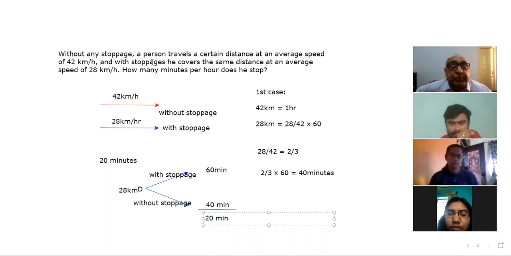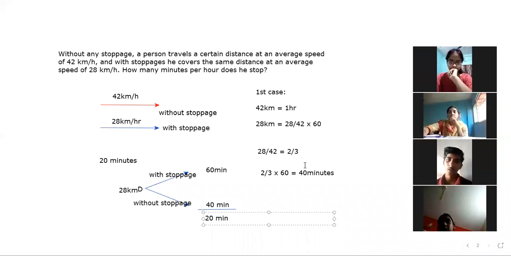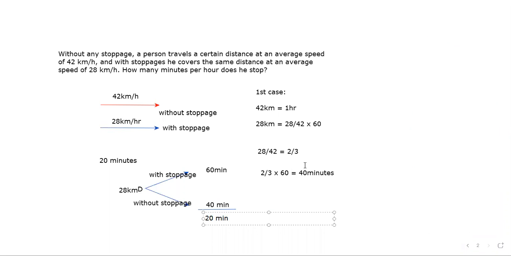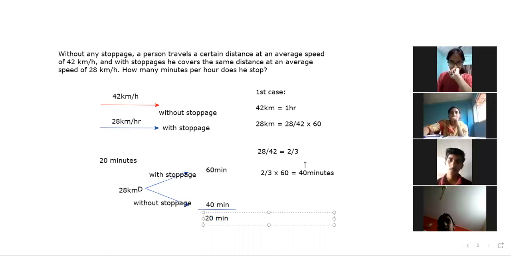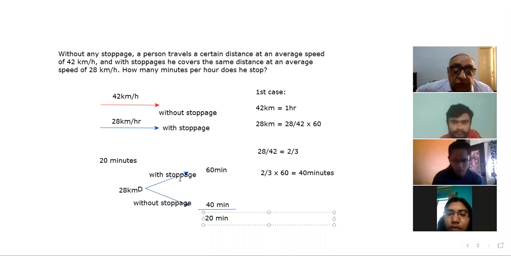According to the question, there are two situations. One situation is that without stoppage, a person covers 42 kilometers in 1 hour. And with stoppage, the same person can move 28 kilometers in 1 hour. Is the question clear up to this point? So you move along with me. I hope this is clear to you.